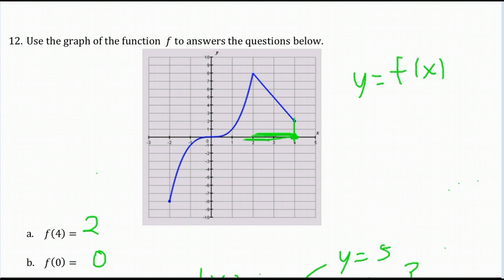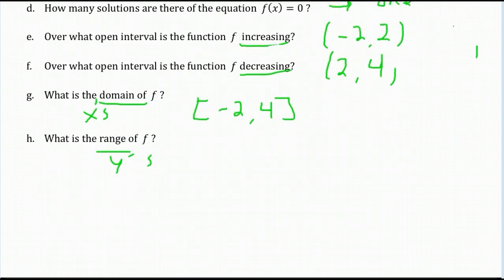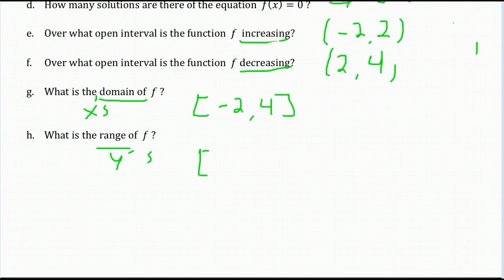For the range, we want to know the corresponding set of y values. So we're going to look for the lowest point on the graph and the highest point. And we want to know what are the y values associated to those lowest and highest points, and is every value in between taken on. So we see the lowest point and highest point, and that's from -8 to 8. All right, so our range of our function here is -8 to 8.